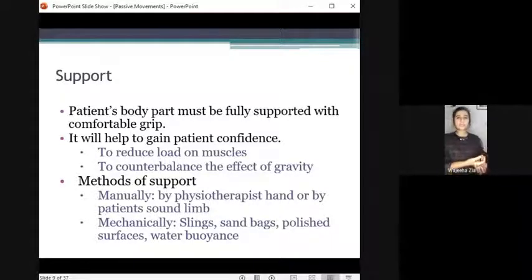Suppose I am going to perform the elbow movements with passive movement. So these are the active movements. This is the flexion. When I'm moving my hand towards my shoulder, this is the flexion. When I'm moving it away, this is the extension. So I'm going to perform the passive movement. I will hold my forearm at the wrist. I will move it towards the shoulder. Then I'll move it away from the shoulder. This is the extension. So this is the flexion and this is the extension. So the patient can perform the limb movement by its contralateral limb. Mechanically, it can be provided by different kinds of sling, sandbags, polished surfaces, and the water.